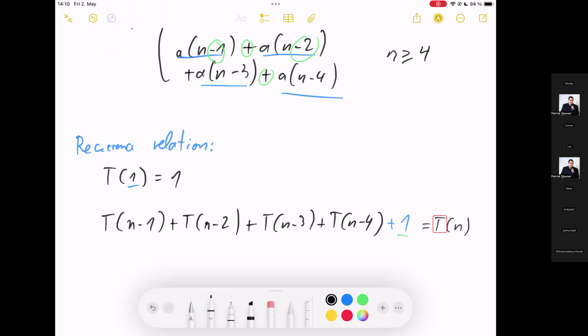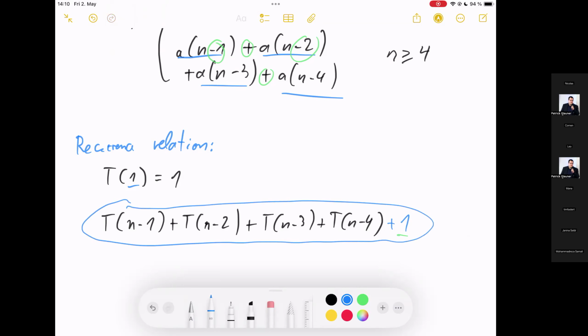But solving this recurrence relation is not straightforward at all. It's probably quite tough. But remember, we want the O complexity, and O is an upper boundary. Maybe we can find a function or a recurrence relation that is above this one, and for that simpler recurrence relation that is above this one, we can try to find the O complexity.